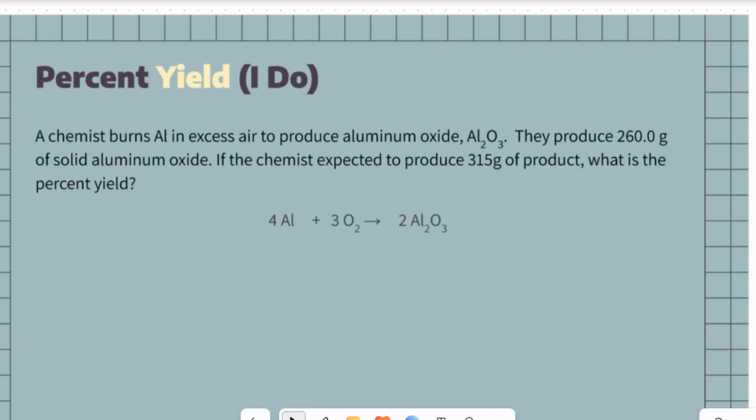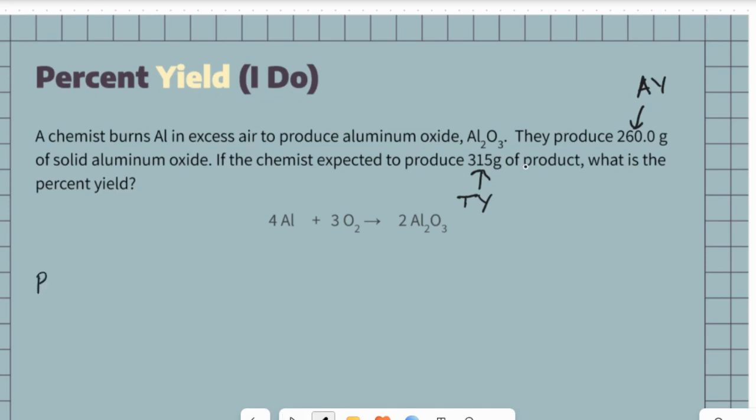So it says they produce 260 grams of solid aluminum oxide. Because it's saying that they actually made 260 grams, this number right here is our actual yield, AY for actual yield. And then it says in the third sentence, if the chemist expected to produce 315 grams. What that's saying is they expected to produce 315 grams based on what they started with. So this is our theoretical yield. So we just have to plug it into our equation.